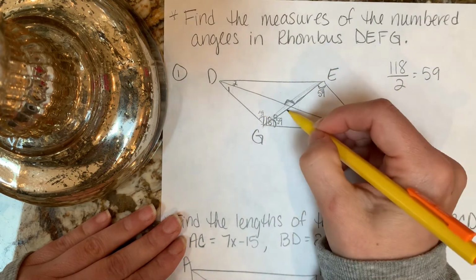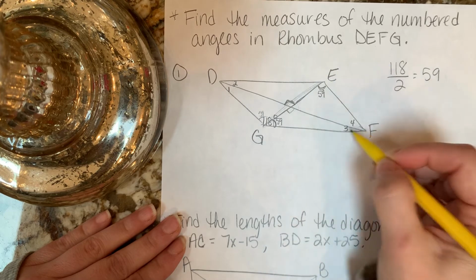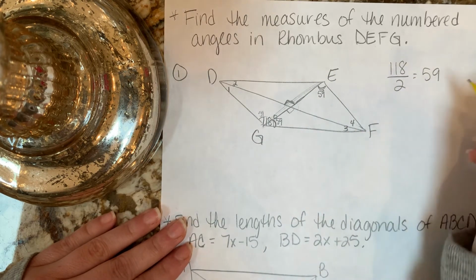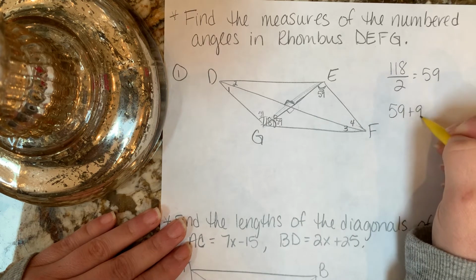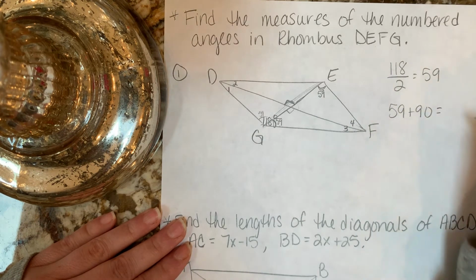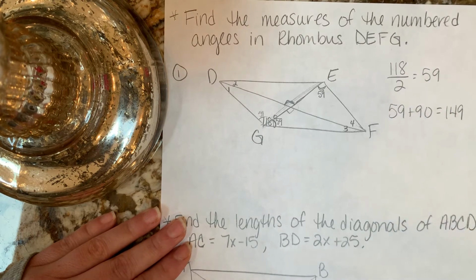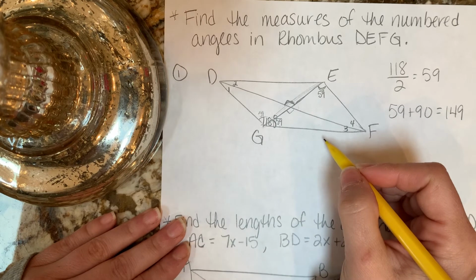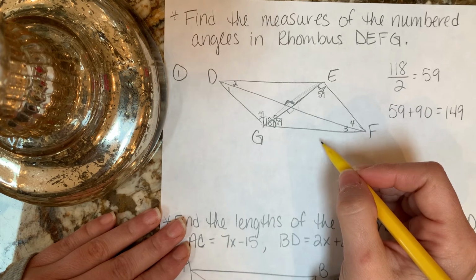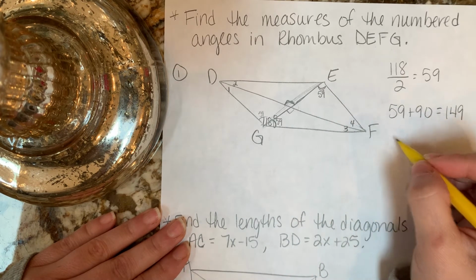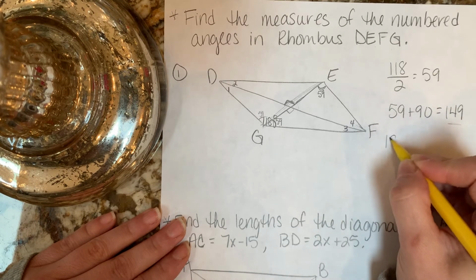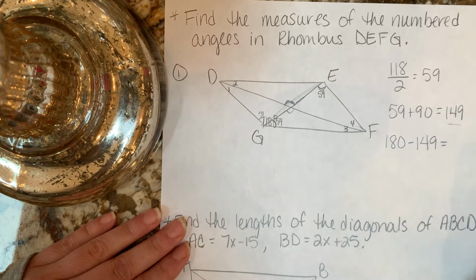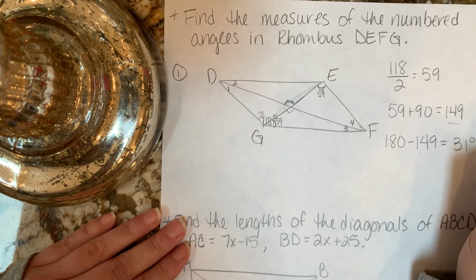So now you have this right angle, you have 59 degrees, and you have an angle here, angle 3. You take your 59 and add it to your 90, which equals 149. From there, how much does any triangle add up to? 180 degrees. So you take 180 and subtract 149, and that gives you 31 degrees.